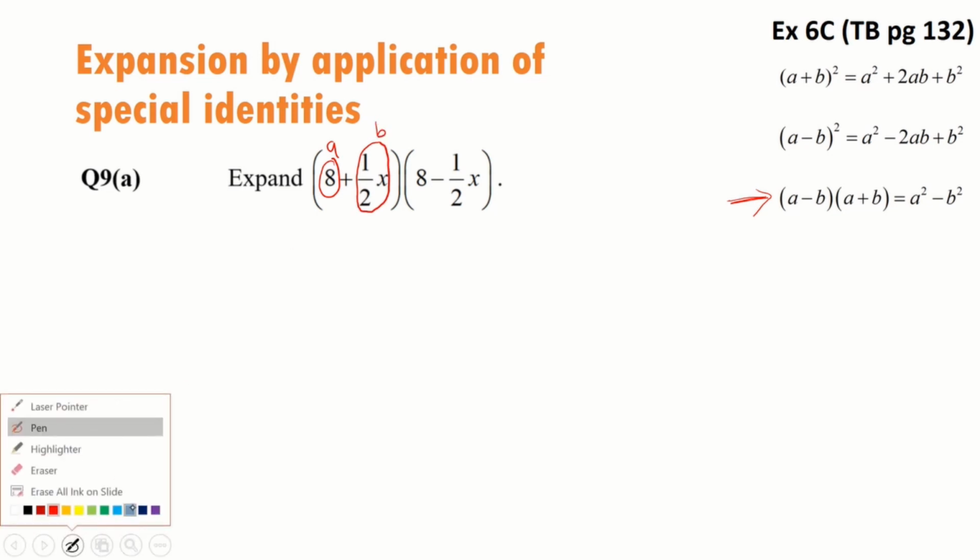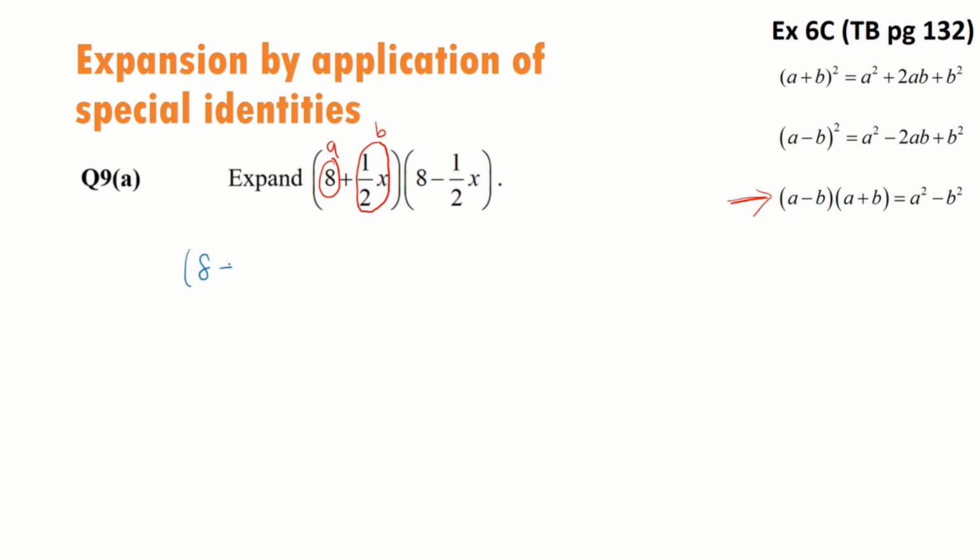Okay, so to solve this question, we will have a squared, which is 8, so 8 squared, minus b squared, so b is half x. Alright, so then 8 squared is 64. Half x bracket squared will be 1/4 x squared. And this will be the answer.